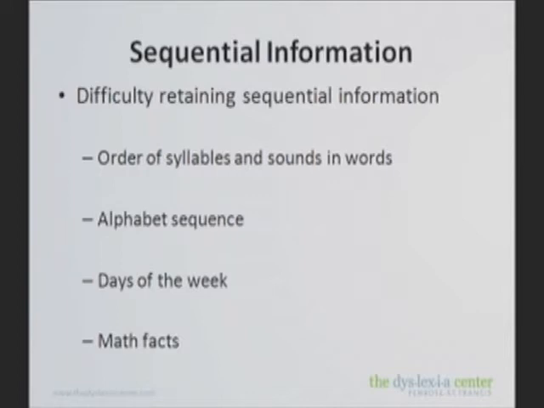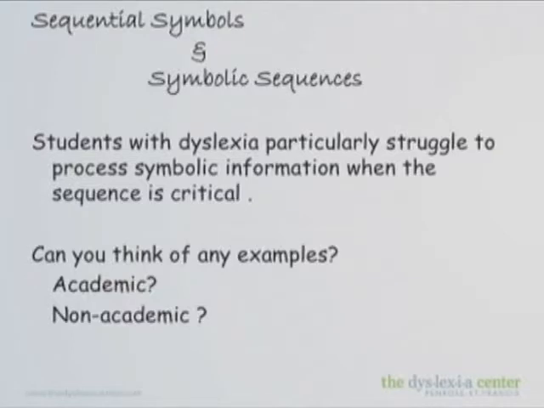And then the third element is sequential information, difficulty retaining sequential information, such as the order of syllables in a word, or even sounds in a word, the sequence of the alphabet, days of the week, math facts, seasons of the year, even letters in their own name, keeping those in order. So, sequential symbols and symbolic sequences, that's the crux of our written language system. It is a sequence of symbols, hence the dramatic difficulty with reading and writing.